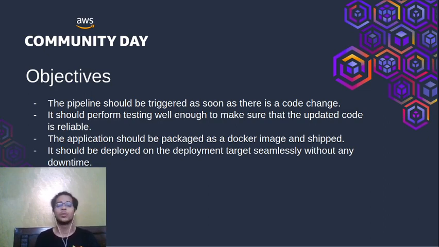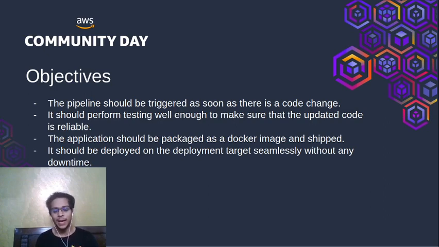So the first one should be a very obvious one, that the pipeline should be triggered as soon as there is a code change, so that things are real time, right? You don't have to wait for some time for the pipeline to execute the CI/CD workflow for the code. Second is also an obvious one. It should perform testing well enough to make sure the updated code is reliable.